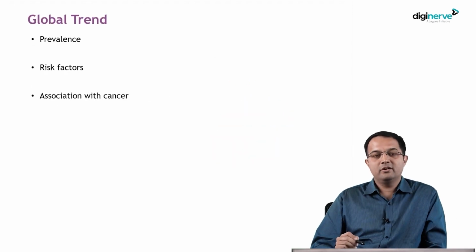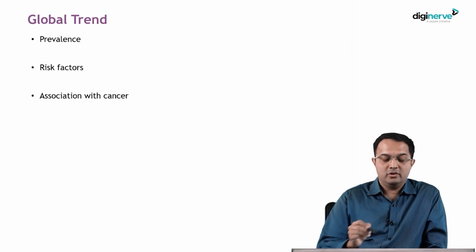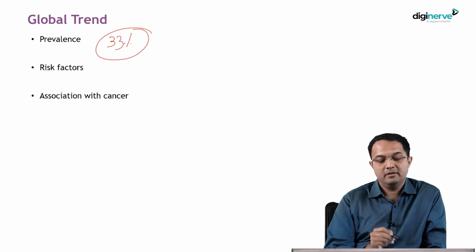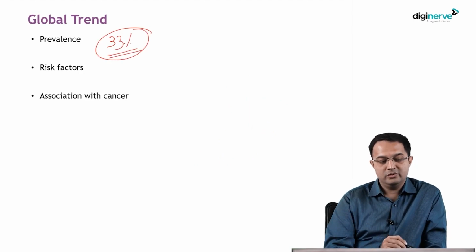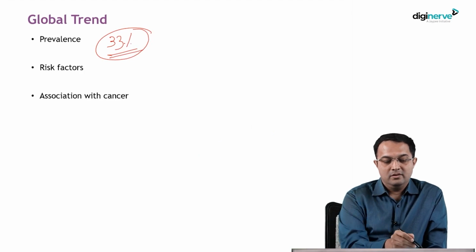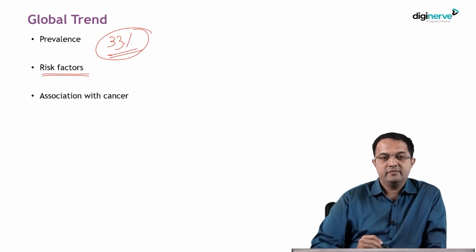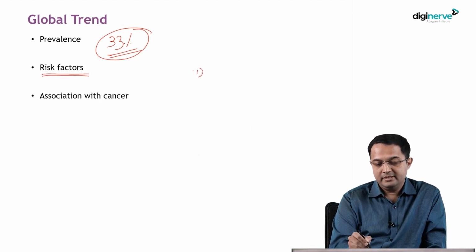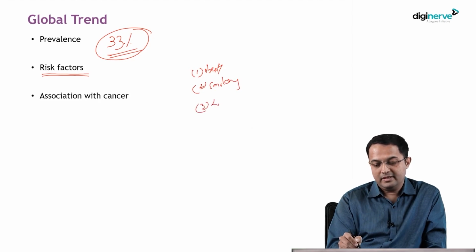So what is the global trend of gastroesophageal reflux disease? If you look at the data from the US or Europe, up to 33% of the general population has gastroesophageal reflux disease. What are the risk factors? Risk factors for gastroesophageal reflux disease are obesity, smoking, and lifestyle.